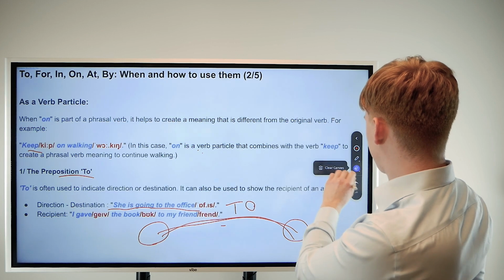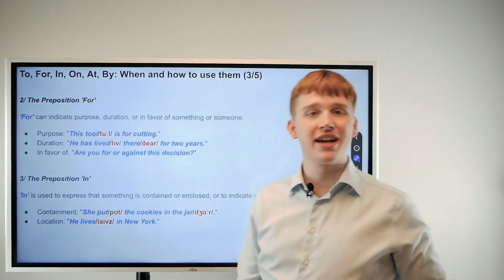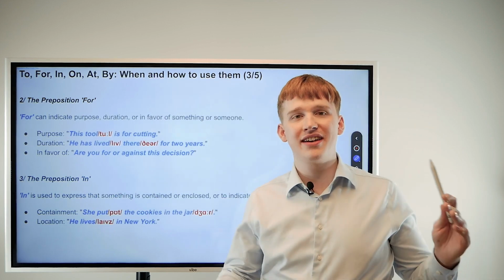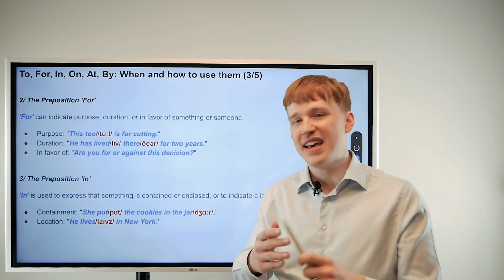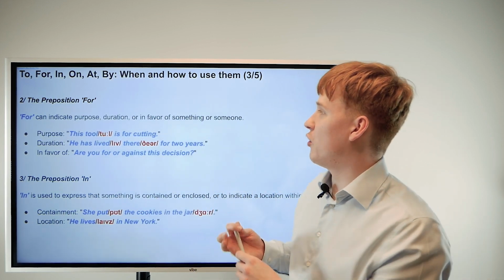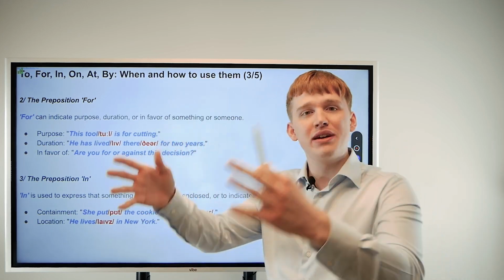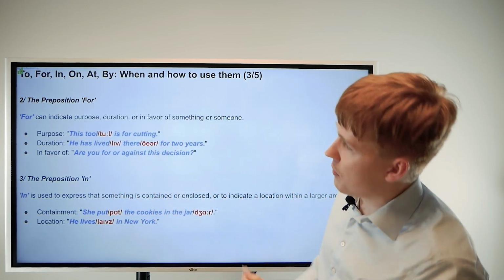All right. Okay, so next we're going to be talking about the preposition for. For can indicate purpose. It can indicate duration or something that someone is in favor of. They agree with something. They are for something. So let's have a look.